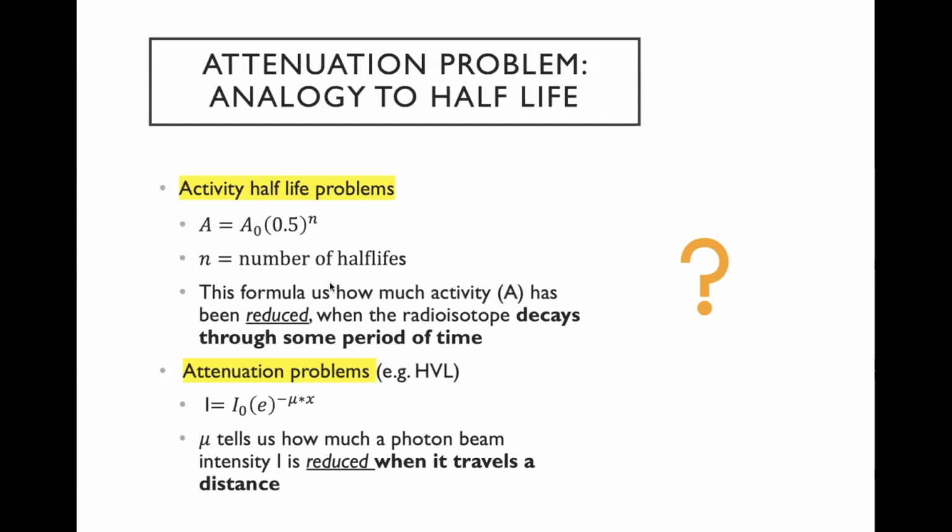So I'm just showing you the difference here between this and the activity half-life problem. Final activity is initial activity times 0.5 to the n, where n is the number of half-lives. And to calculate the number of half-lives, you need the time and the half-life of the isotope. So this formula tells us how much activity has been reduced when the radioisotope decays through some period of time. And attenuation problems, such as the one below, where mu, the linear attenuation coefficient, tells us how much of a photon beam intensity is reduced when it travels through a distance.